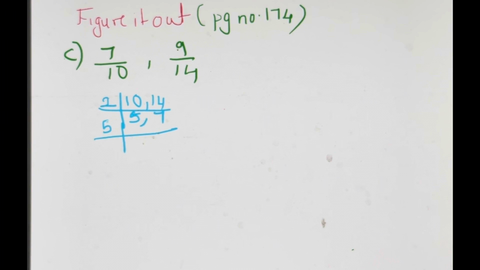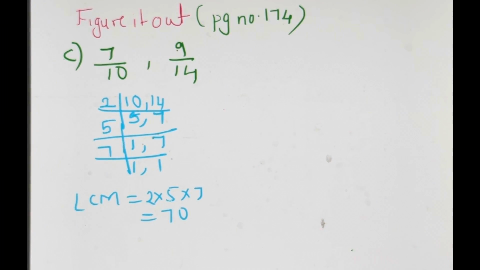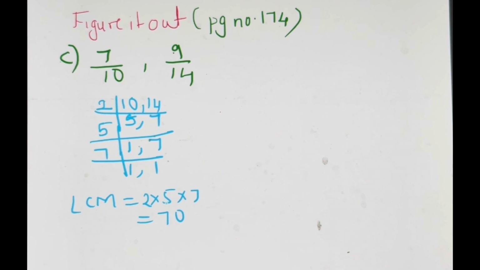Now 5 is a prime number, so we can take 5. 5 1s are 5. 7 will be as it is because 7 is not a multiple of 5. Then take 7, 7 1s are 7. Now when you multiply all this, you will get the LCM. So 2 into 5 into 7. 2 5s are 10 into 7 is 70. Now you can observe that when they are not co-primes, their LCM would not be their product. Product of 10 and 14 is 140 and LCM is 70. So in such cases, you need to do this method and find out LCM.